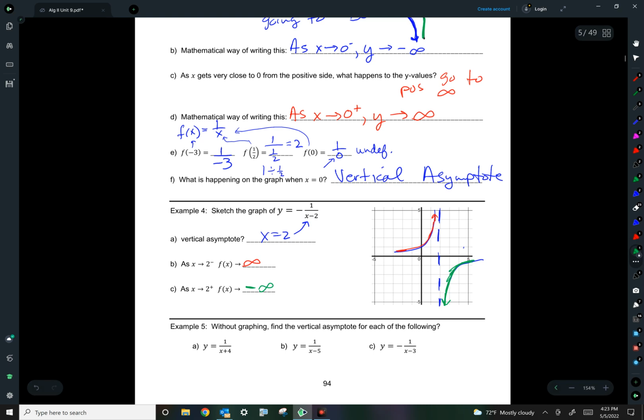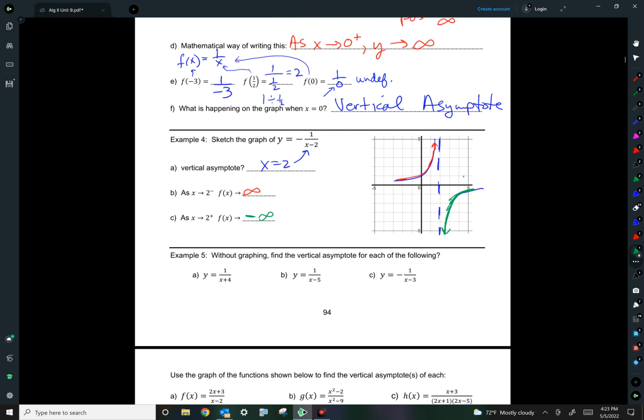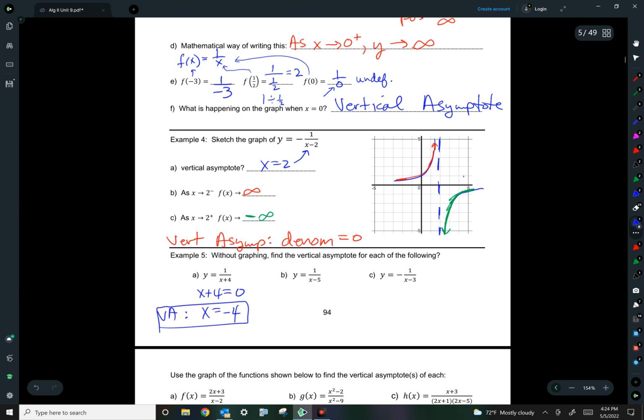Okay? So, without graphing, find the vertical asymptote. Well, we just said, and let's write this down so we're clear, vertical asymptote is when the denominator equals 0. So I don't need a graph to know where there's a vertical asymptote. When I look at letter A, if that denominator is 0, I have a vertical asymptote. Well, if you solve for x, doesn't that mean x would be negative 4? So my vertical asymptote is x equals negative 4.